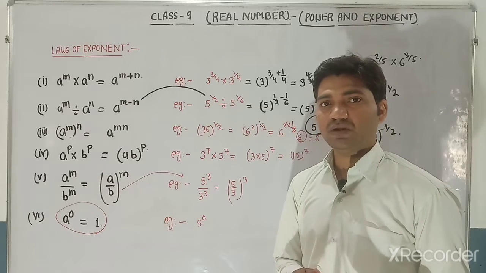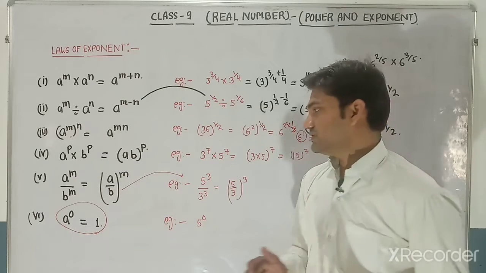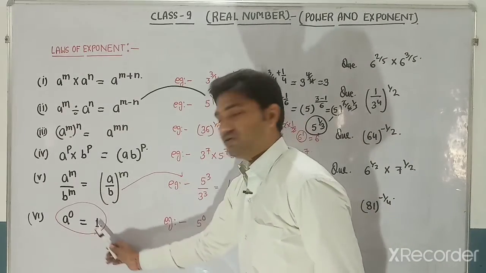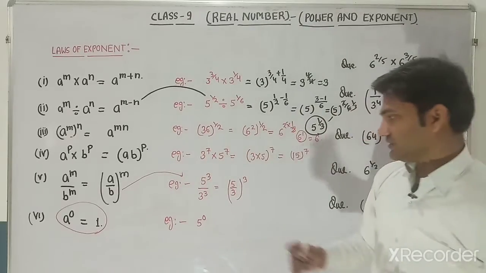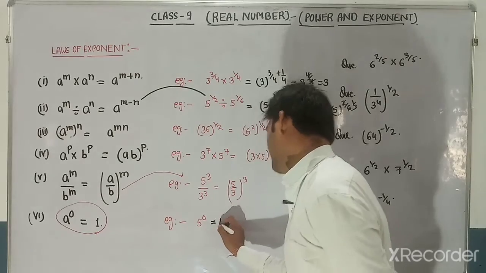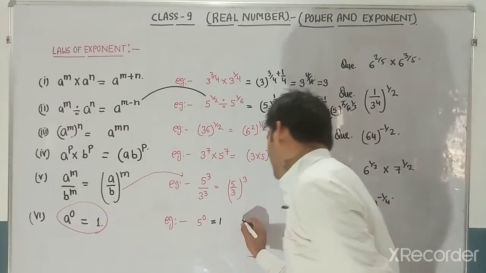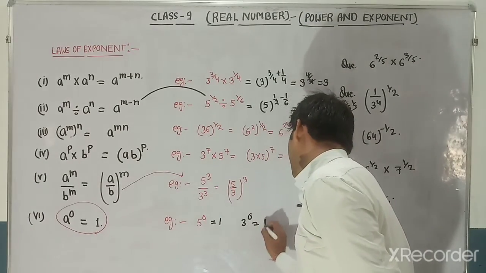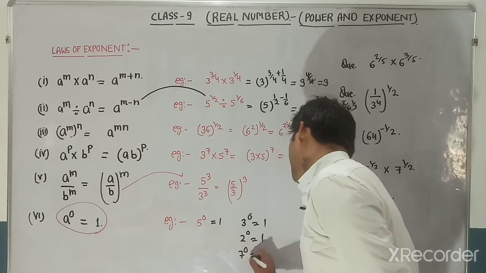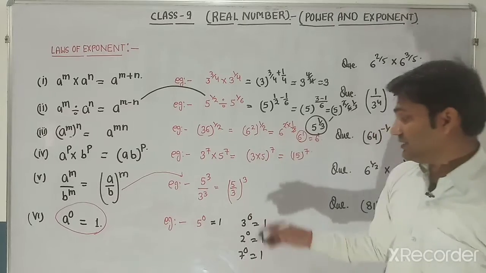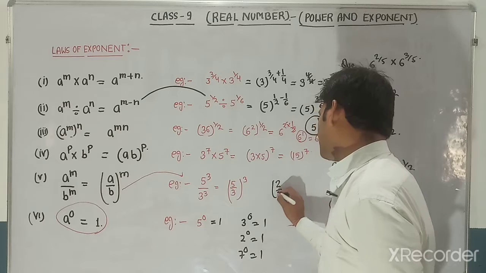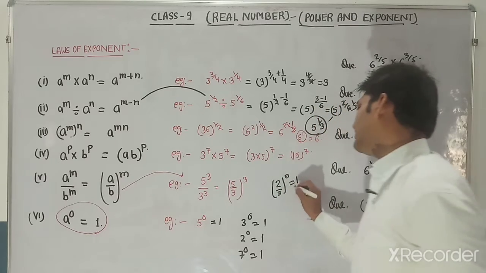If any number's power is 0, then the result will always be 1. A power 0 is equal to 1. Just like in the example 5 power 0, the answer will be 1. Take any other example, 3 power 0, the answer will be 1. 2 power 0, the answer will be 1. 7 power 0, the answer will be 1. Whatever number you take, with power 0 the answer will already be 1. Like (2 upon 3) power 0, then the answer will be 1.